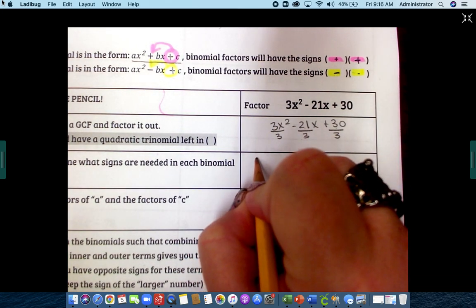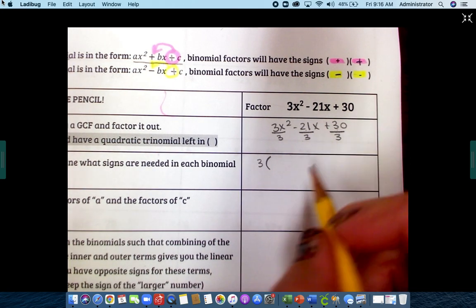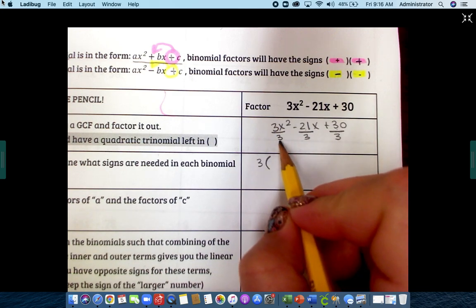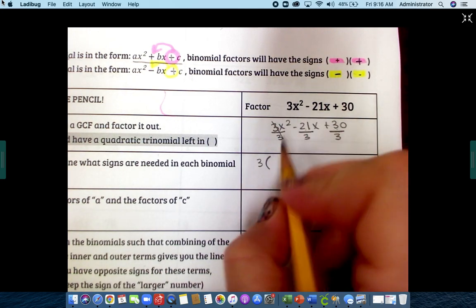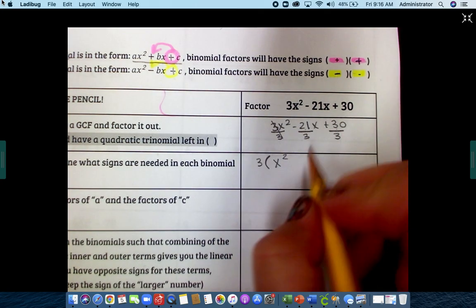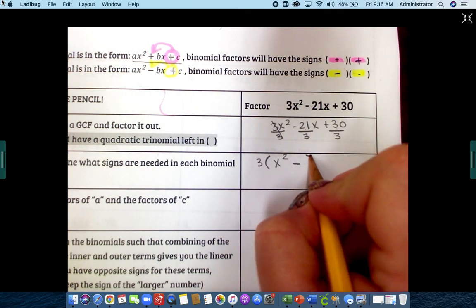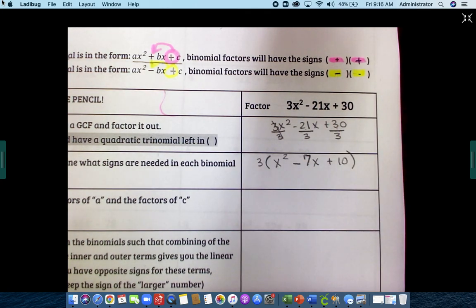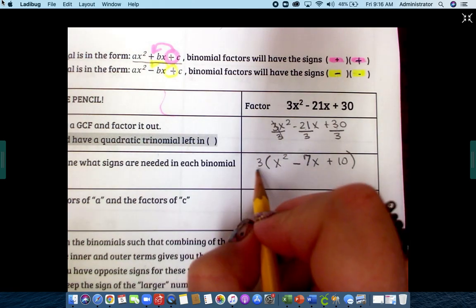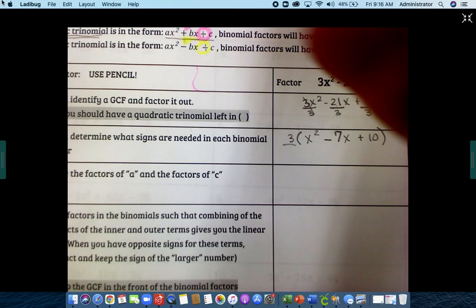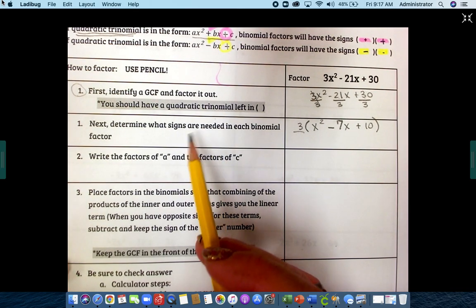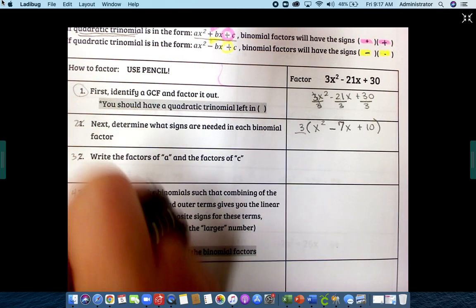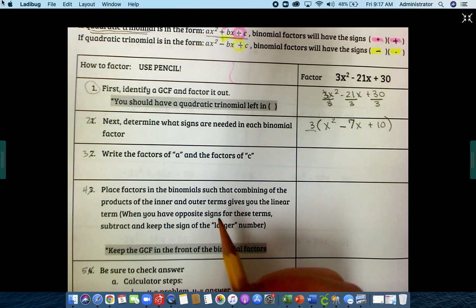So when we factor out a GCF, we put the GCF up front, and then we write down what we have left, which is the result of dividing each of these terms by 3. So 3 divided by 3 is an understood 1, so that's going to leave me with x squared minus 7x plus 10. Okay, so that's what we get when we factor out a GCF. We have to have this 3 in our answer, or it's not going to be correct. So our next step is, and that should say 2, sorry. I must have changed the number on me. I'll make sure it's fixed when you print it out.